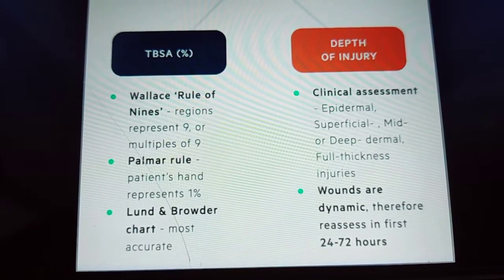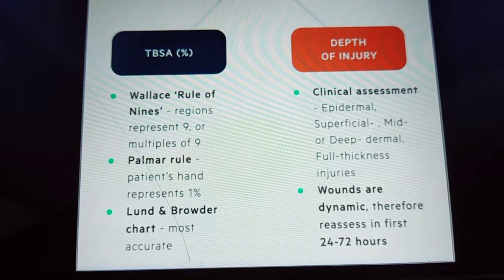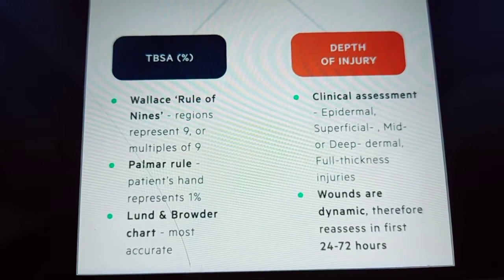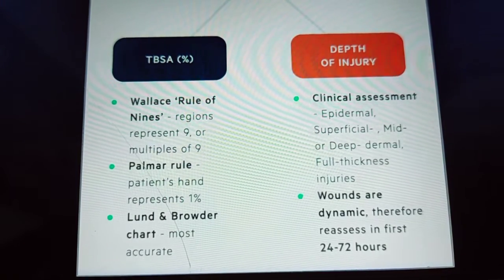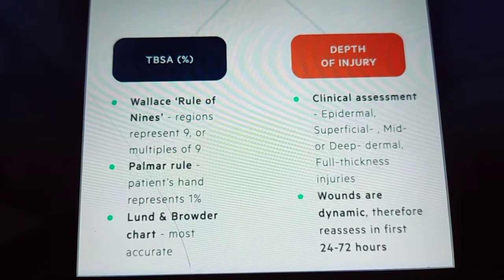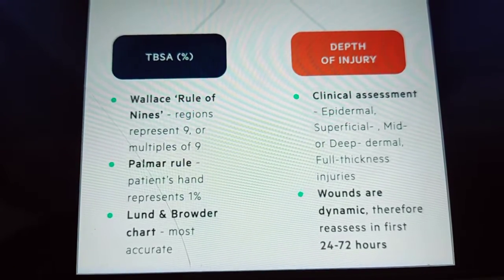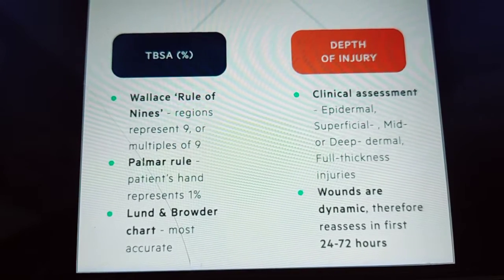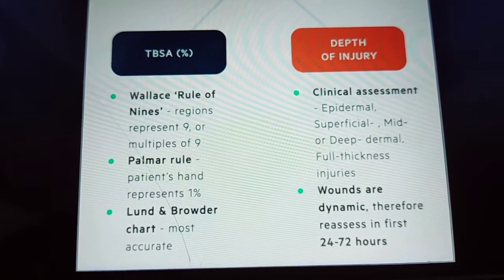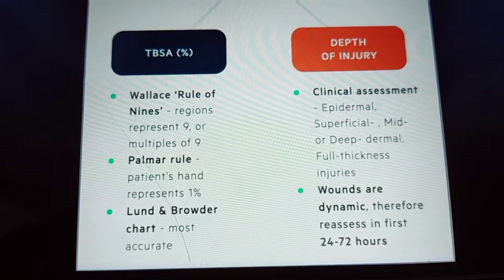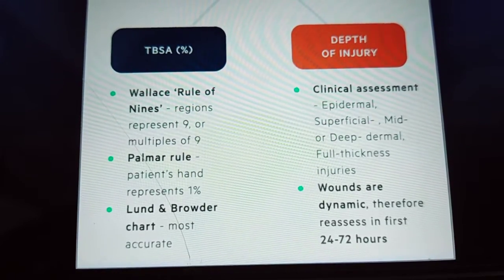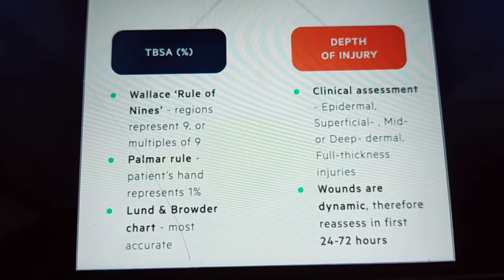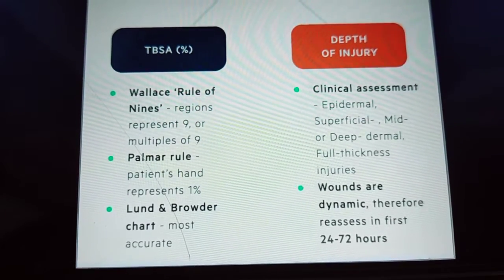There are various methods to estimate the total body surface area affected by burns. The three famous methods that we are going to discuss here are the rule of nines, the Lund and Browder method, and the Palmer method or the rule of palm. These methods will assist the burn team in making decisions about the treatment and the transfer of the patient to a burn center. The factors that we need to consider in determining the burn depth are how the burn injury occurred, the causative agent, the temperature of the burning agent, the duration of contact with the agent, and the thickness of the skin.